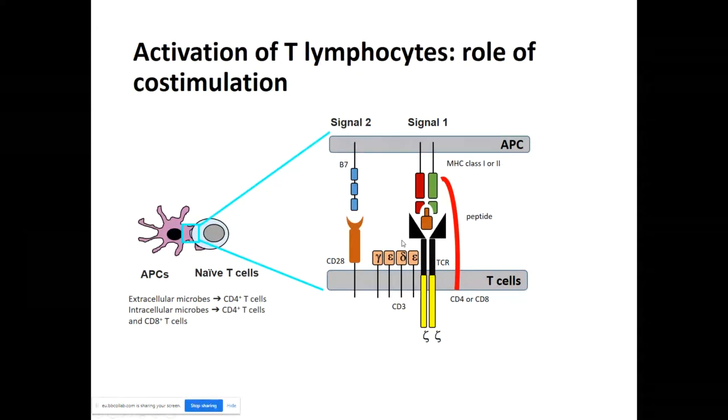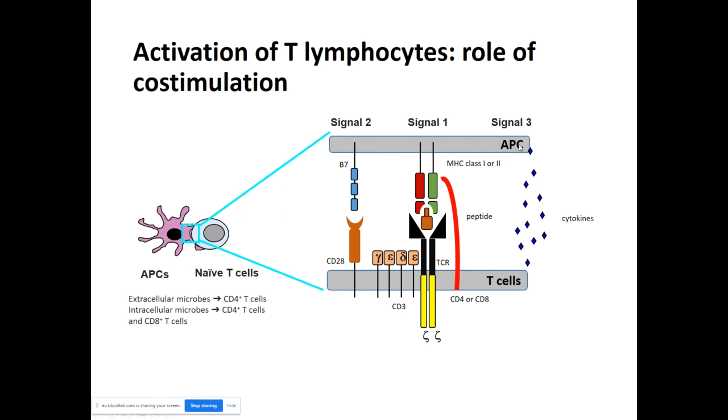Once you have these two signals, this is what we define as the co-stimulatory signal. The T cells can be activated. If you don't have these, you're not going to have T cells activated. So it's very important for you to understand that you need these two signals: MHC molecule, peptide, TCR, and B7, CD28. Very simple.